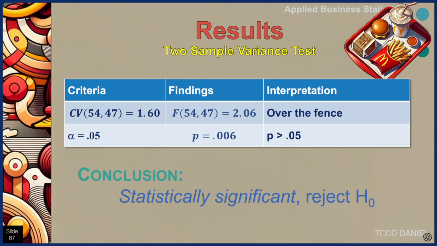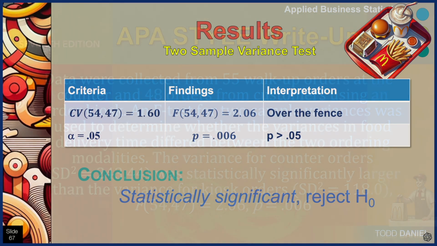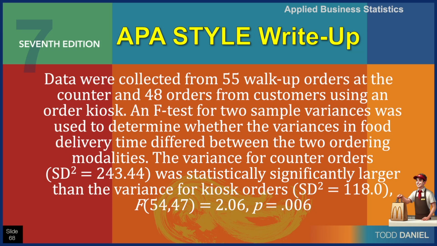So our decision would be based upon these findings. The counter variance is statistically significantly larger than the kiosk variance. We would reject the null hypothesis. And we could write up our findings in APA style, describing what we did and what we found.